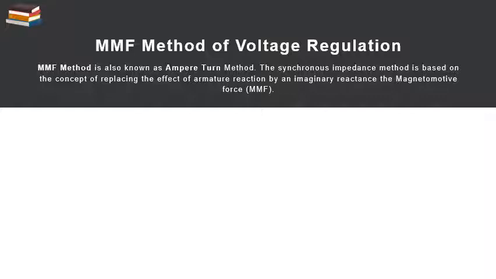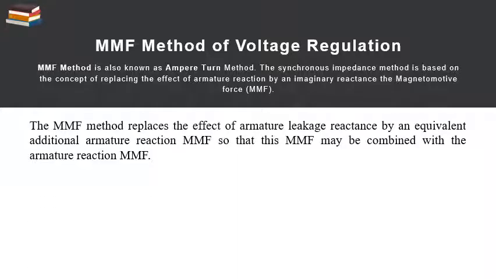The synchronous impedance method is based on the concept of replacing the effect of armature reaction by an imaginary reactance. The MMF, or magnetomotive force, method replaces the effect of armature leakage reactance by an equivalent additional armature reaction MMF, so that this MMF may be combined with the armature reaction MMF. So this is called the MMF method to calculate the voltage regulation of the alternator.